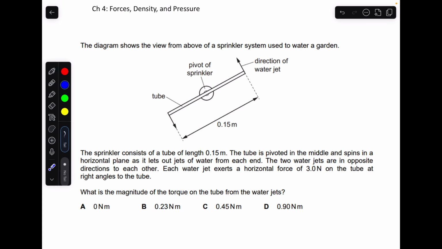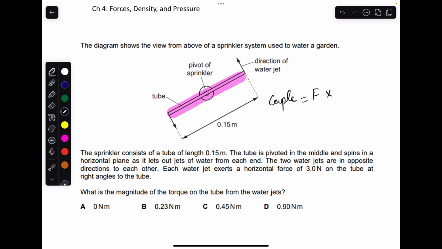Okay, so the two forces are equal, it's given, and they're in opposite directions, so this is making a couple. We know a couple is simply force multiplied by the distance between the two forces. So it is simply force, which is 3 newtons as given, times 0.15, that is the distance, so it will give you 0.45 newton meter. Okay.